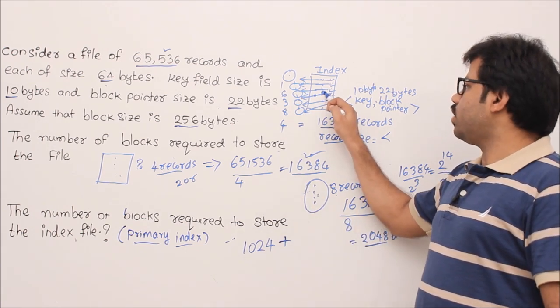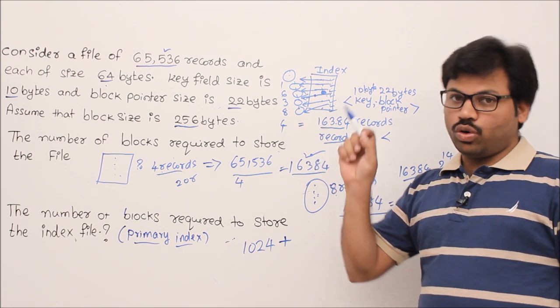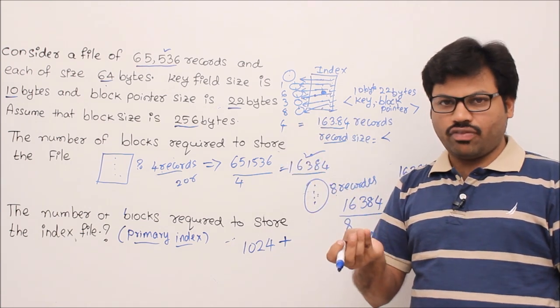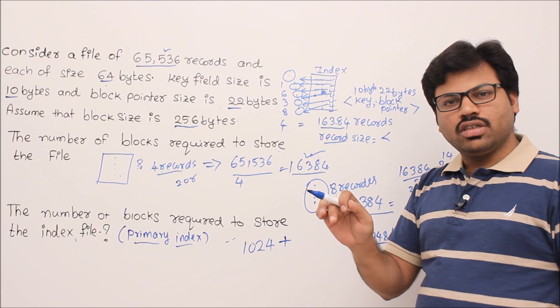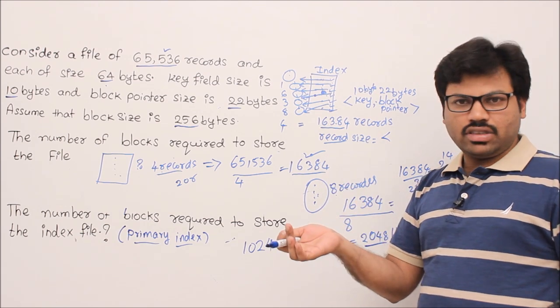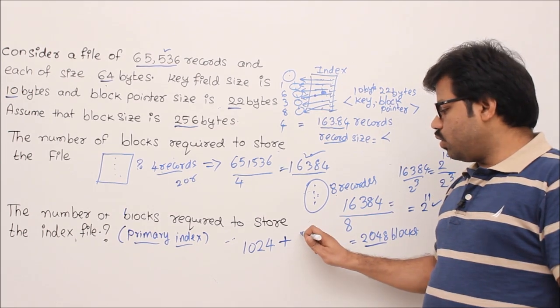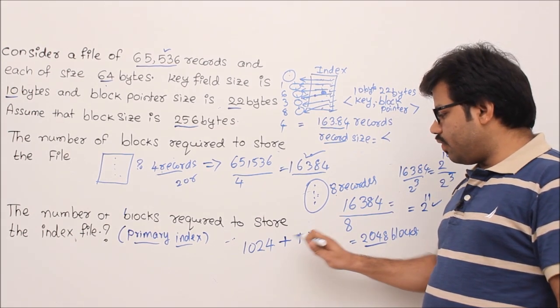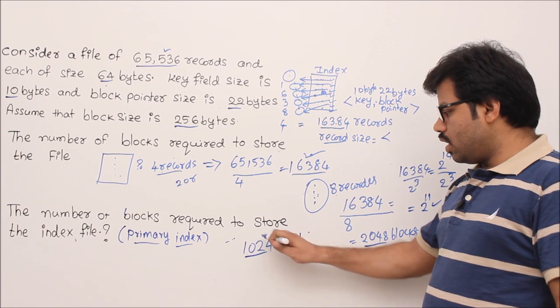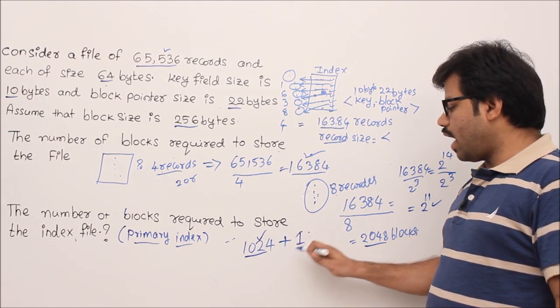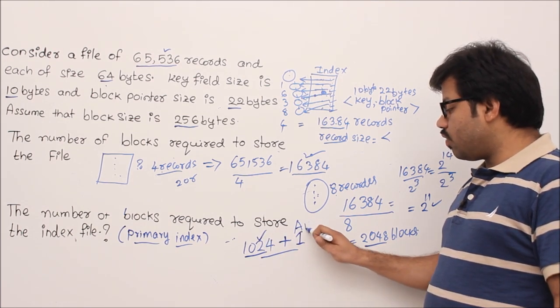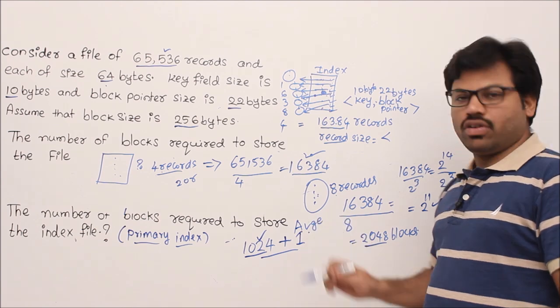Then you get it. Once you get it, take the block pointer and go to the original file block, and there you search. If it is there, it is there, otherwise it is not there. But whatever, we have to only search that block. Then you require one more block transfer. Finally we are calculating the number of block transfers: 1024 plus 1 on average. The previous one was 2048 plus 1 in the worst case.